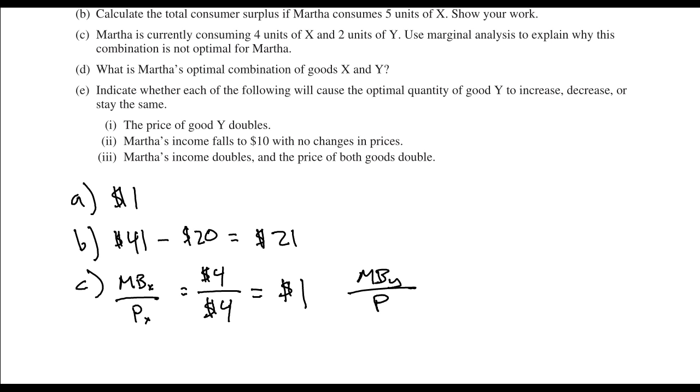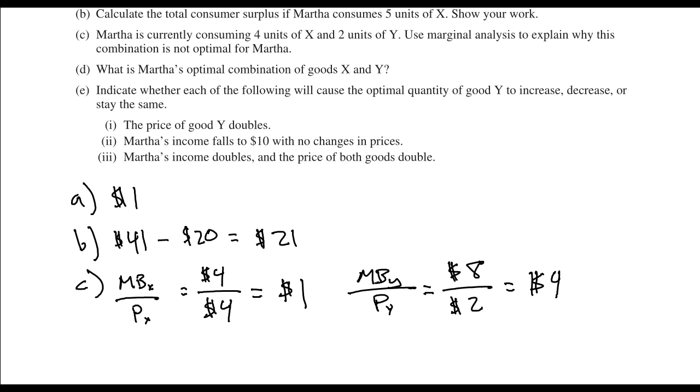The marginal benefit of Y over the price of Y, so how much benefit do we get per dollar that we're spending. The marginal benefit was $8. Price of Y was only $2, which equals $4. Well, if the marginal benefit of Y per dollar is a lot greater than the marginal benefit of X per dollar, we really should be buying more Y and less X, because I'm getting more value per dollar on Y right now.